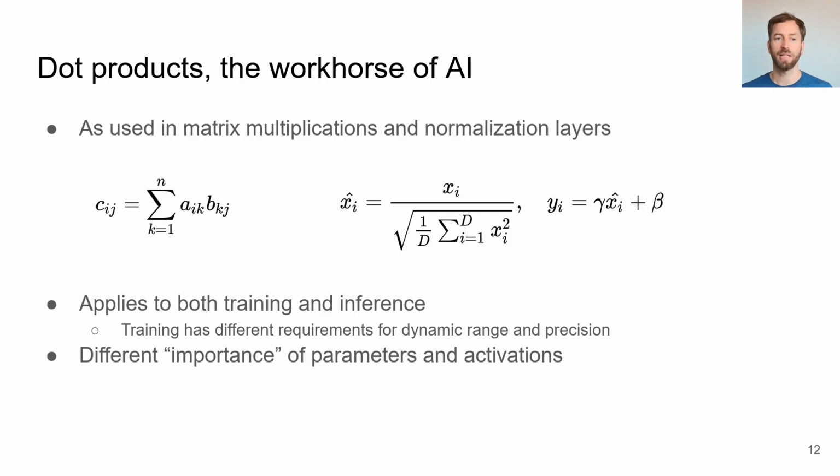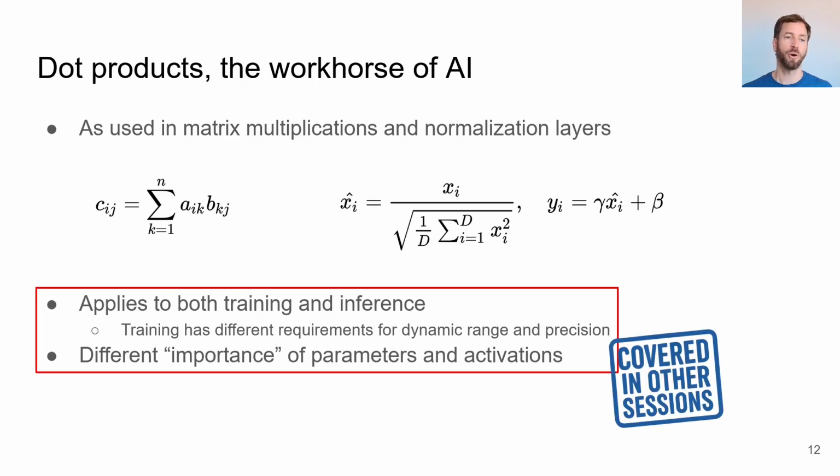Also, the parameters and activations might have different importance. So this means they differently contribute to the output of the network. The last 2 points will be addressed by the other sessions.